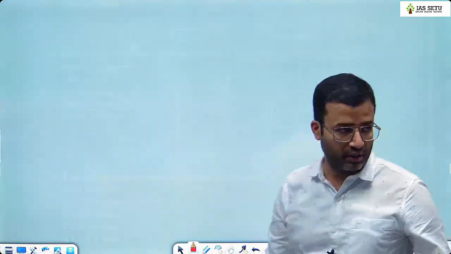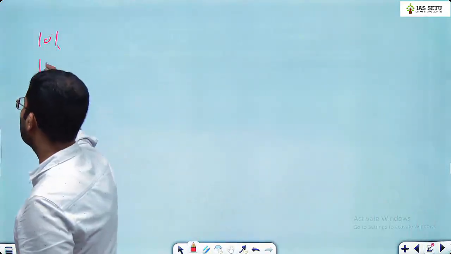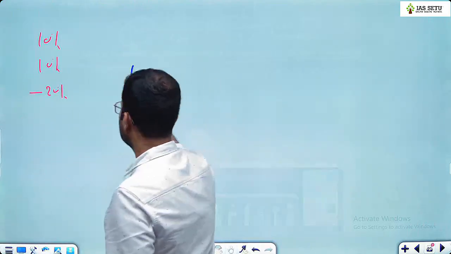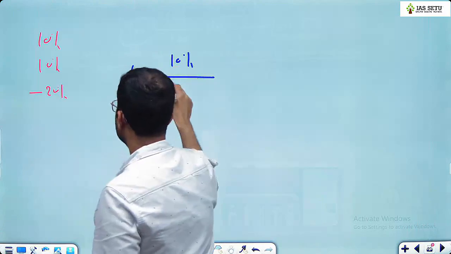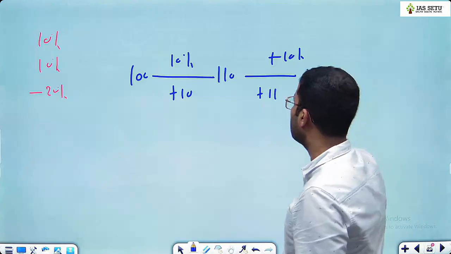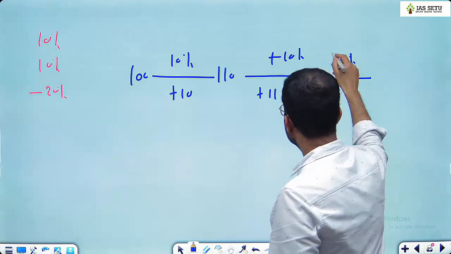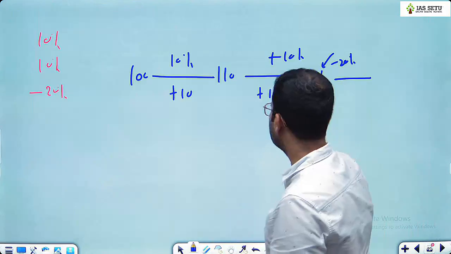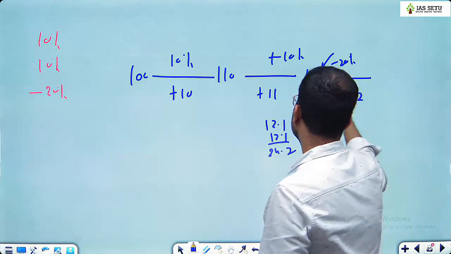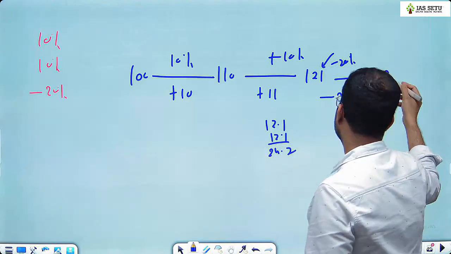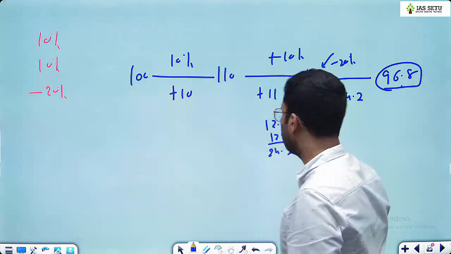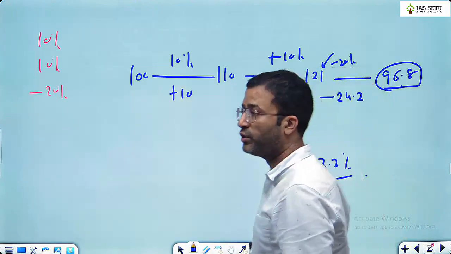A quick question. Length is increased by 10%, breadth is increased by 10%, height is decreased by 20%. Online students, you have to start with 100. A 10% increase on 100 is plus 10, so 110. A further 10% increase on 110 is 121. Then a 20% decrease on this. What is 20% of this? 12.1, so 12.1 means 24.2 minus. Then 121 minus 24.2 will come 96.8. Compared with 100, it is 3.2% less, a 3.2% decrease.